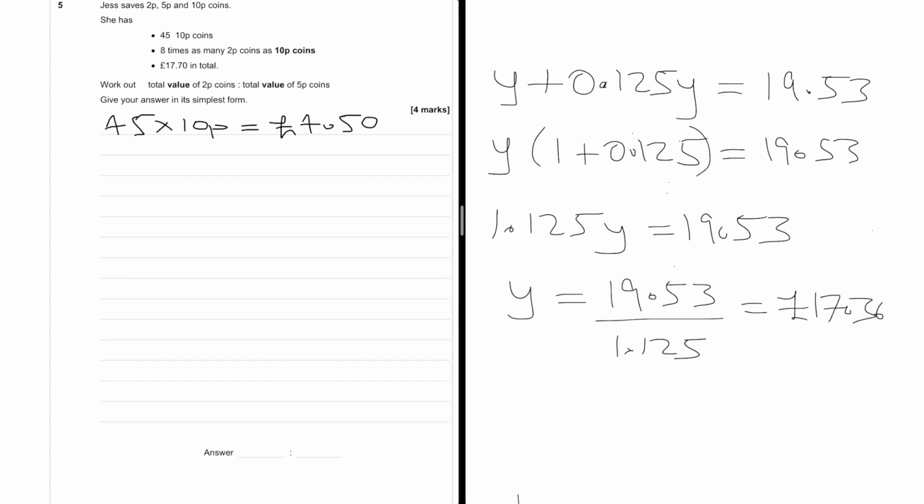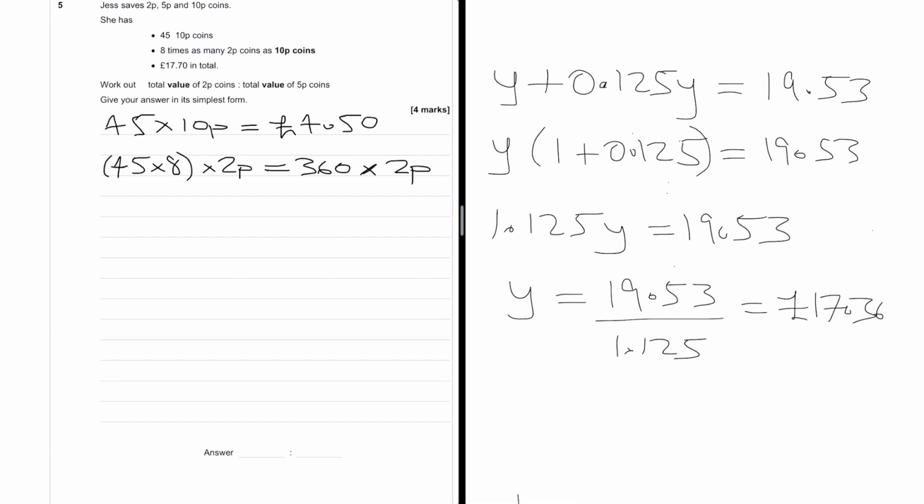The next thing we know is that there are 8 times as many 2p coins as 10p coins. So if there are 45 10p coins, then this means there are 45 times 8 2p coins, which is 360 times 2p.